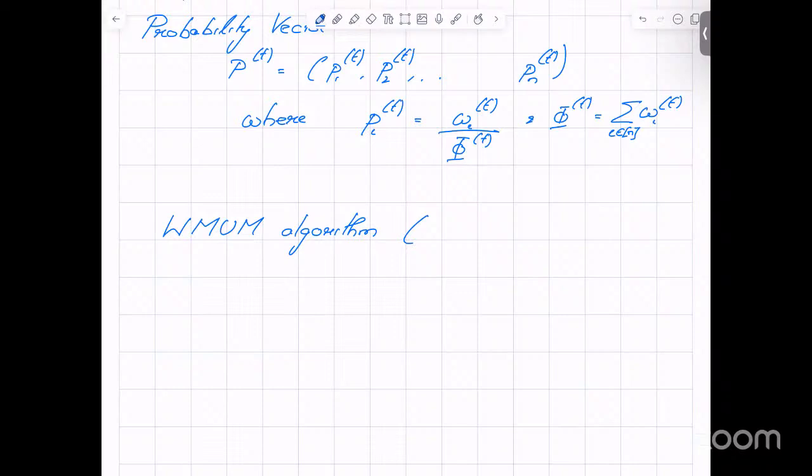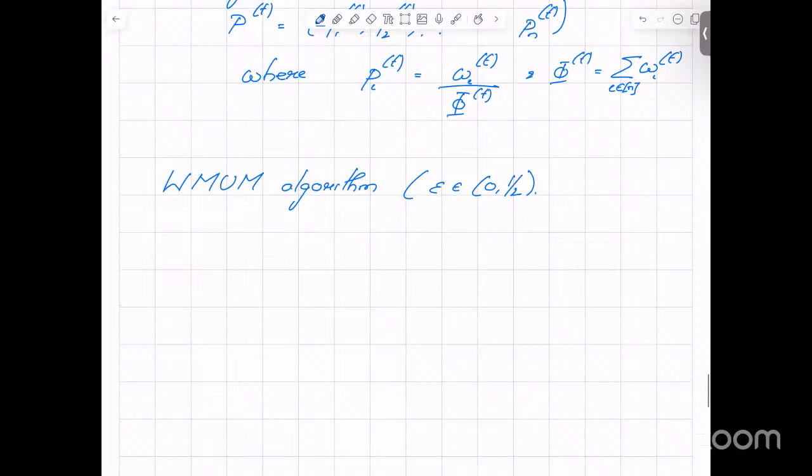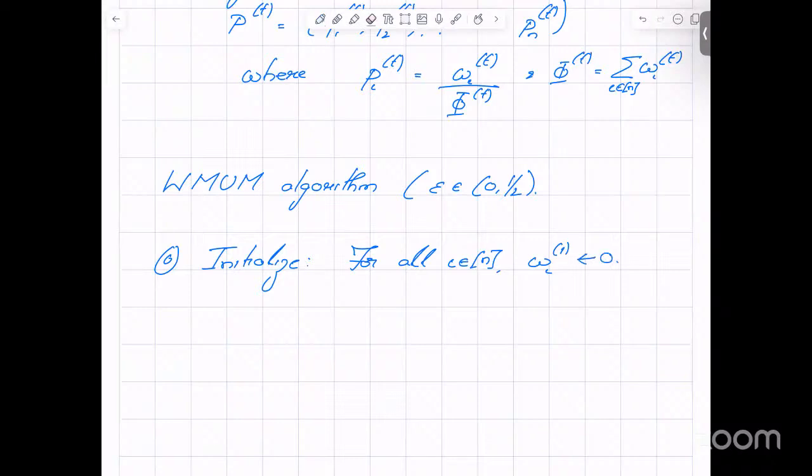And then let's just write it down. Once again, this will have a parameter eta, or instead of calling it eta, let's call it epsilon, between 0 and half. The first step is as always to initialize, for all experts. We're initializing the expert weight to 1.